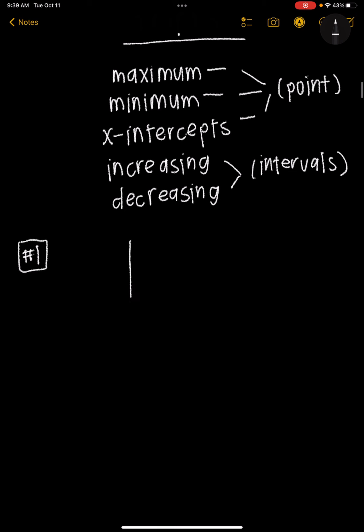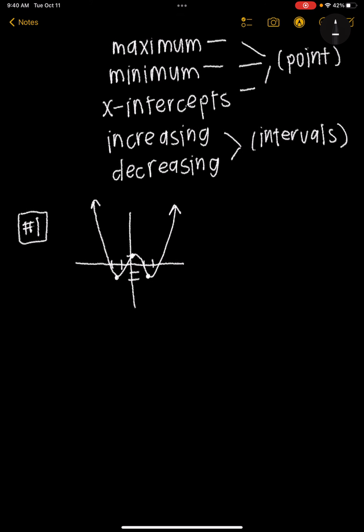I'm going to try and draw this graph the best that I can. Let's see. All right, so here's the graph. And we're going to start with maximum and minimum.